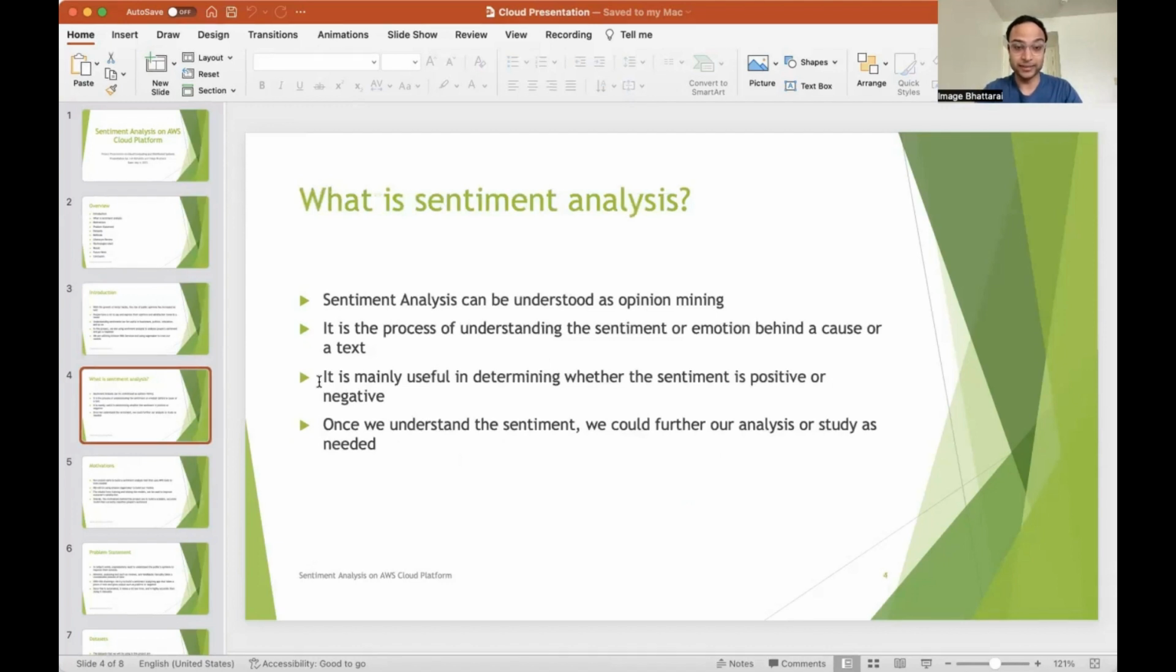So what exactly is a sentiment analysis? Sentiment analysis, in short, can be understood as opinion mining. Basically, it is the process of understanding the sentiment or emotion behind a cause or a text. It is useful in determining whether sentiment is positive or negative. So once we understand if the sentiment is positive or negative, we can take further actions according to what the sentiment is.